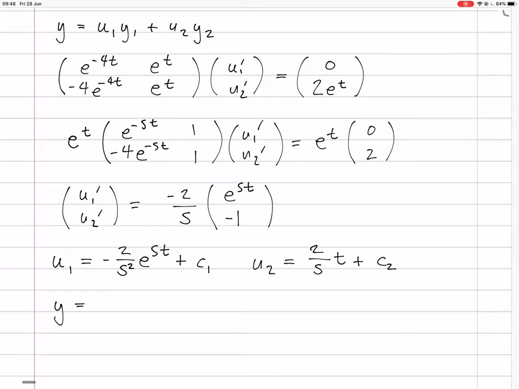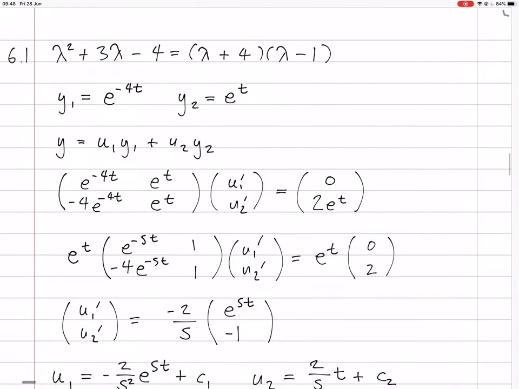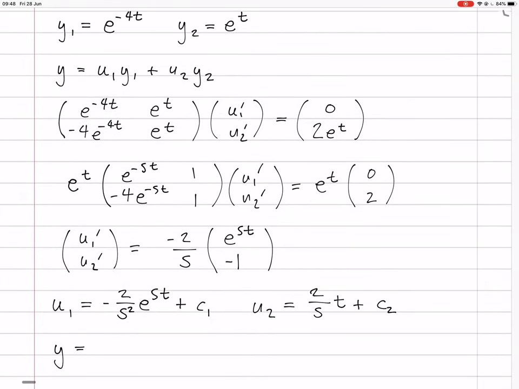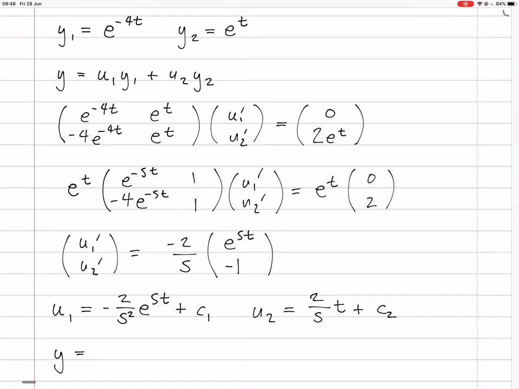now we do u1 times y1, so y1 was e to the minus 4t, so when you do that multiplication, you get minus 2 over 5 squared e to the t plus c1 e to the minus 4t, and then u2 times y2, which is e to the t, you get plus 2 over 5 t e to the t plus c2 e to the t.